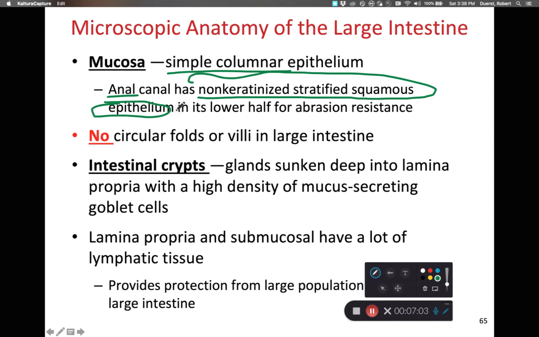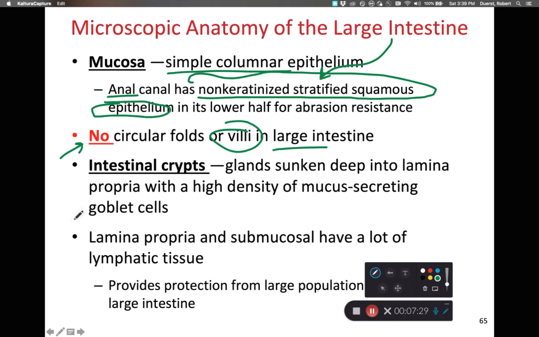Occasionally, when the feces are overcompacted or too compacted, we can have constipation occur. And sometimes we end up sloughing off too much of that stratified squamous epithelium when we're constipated. It's a very painful process. It's also worth emphasizing that within the large intestine, we don't have circular folds and we don't have any villi. We don't need to maximize surface area in order to maximize the rate of absorption.